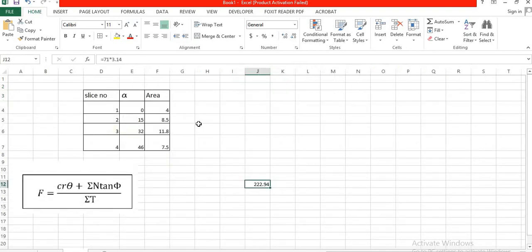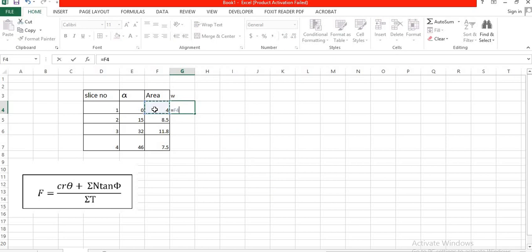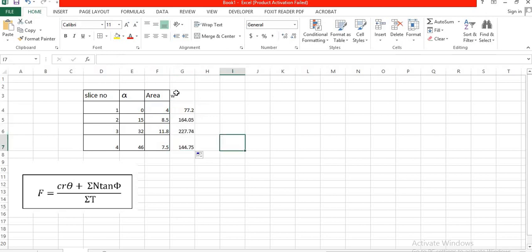So this is the same slice number, alpha, which is the angle, and area is given. So what we need here is firstly weight, or W. To calculate W, we have to multiply this area value by 19.3. From that we get W. So now we have the weight of each slice.